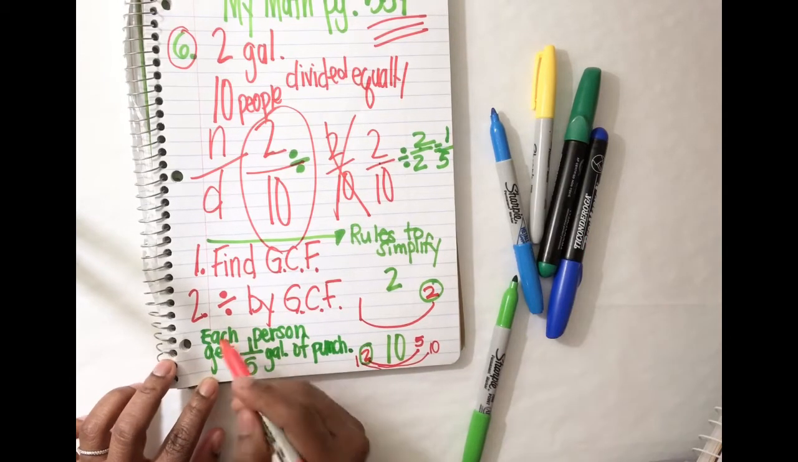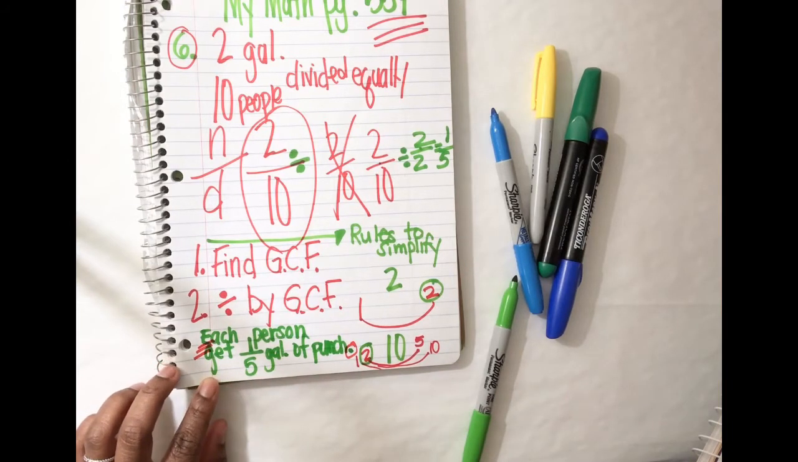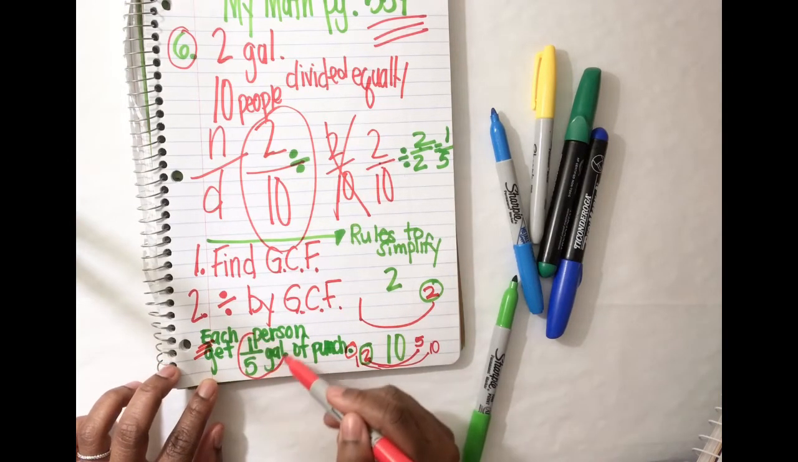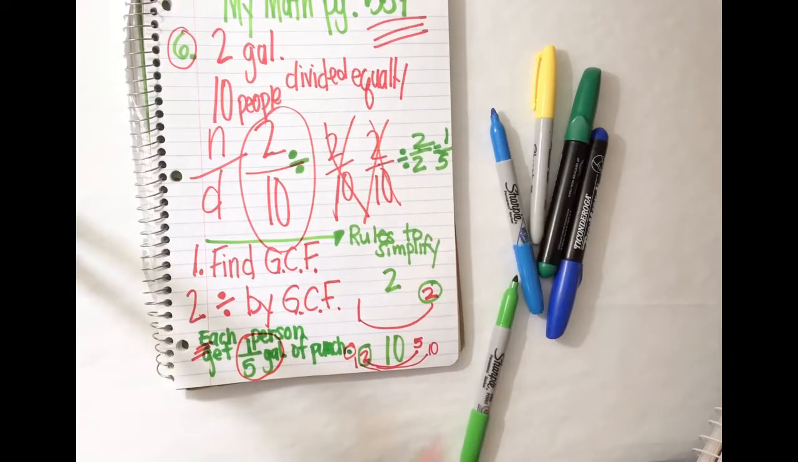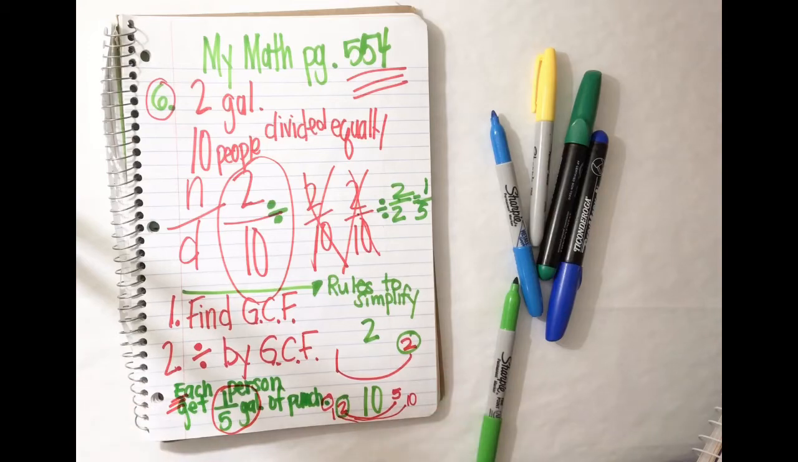Please notice how my sentence starts with an uppercase letter and ends with punctuation. So each person gets 1/5 gallon, not 2/10. We want to put it in its simplest form. Great job.